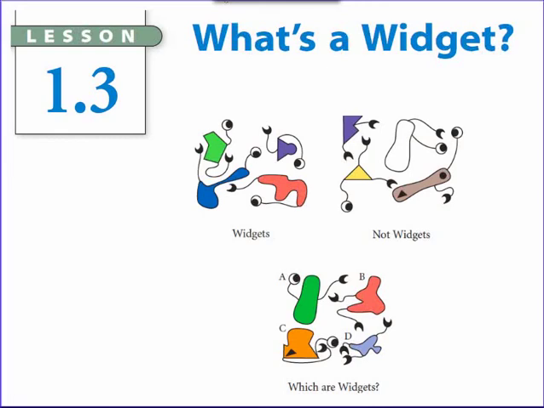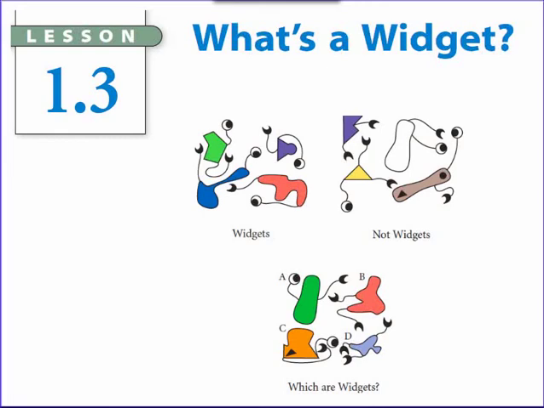So based on the diagrams that they have, you know everything here is a widget: this purple, blue, green, and red. This is not a widget: this purple, yellow, white, and brown. So down here, A, B, C, or D, which of those are widgets?